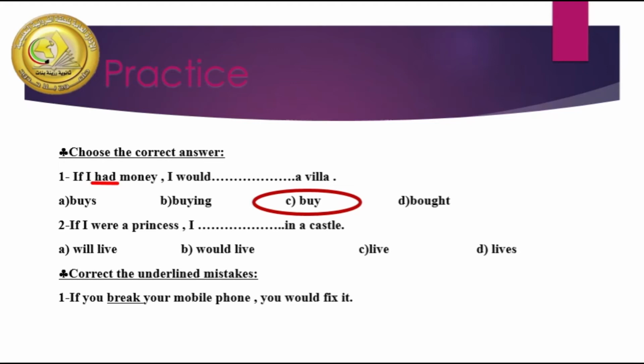Number 2. If I were a princess, I will live, would live, live or lives in a castle. If I were a princess, were is in the past. So the main clause should be would plus verb in the infinitive. Which is the right answer? It is B. That's right.